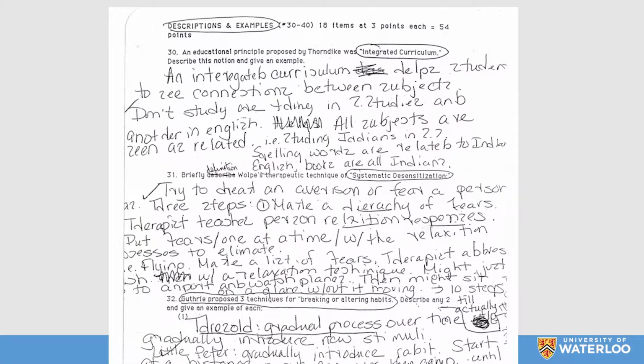So I'm going to read the student's response. I believe it says, an integrated curriculum helps students to see connections between subjects. Don't study one thing in social studies and another in English. All subjects are seen as related. Studying Indians in social studies, spelling words related to Indian, English books are all Indian. I believe that's what the response is, okay?